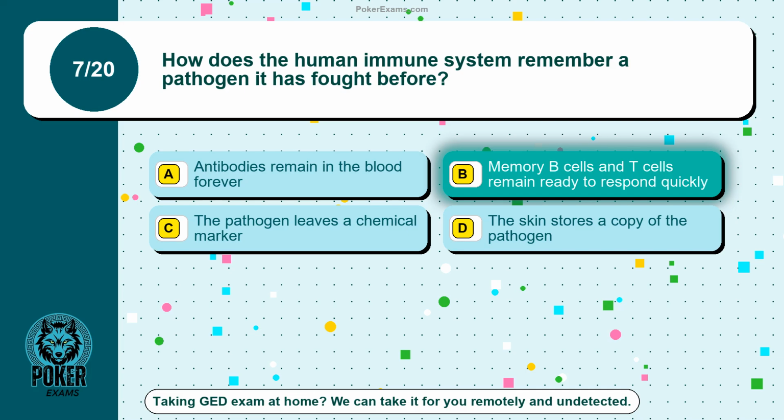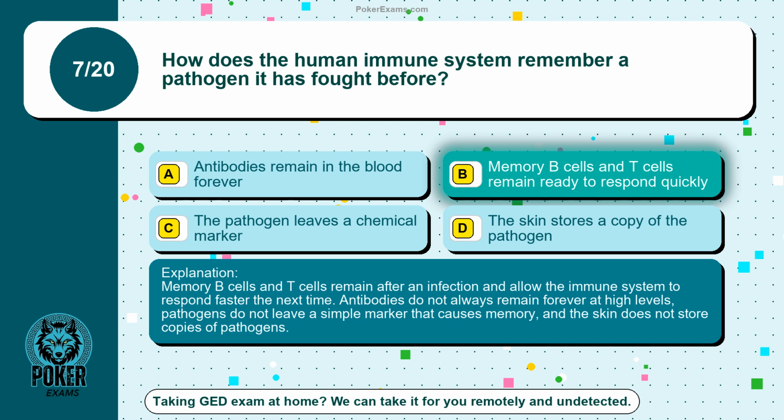The correct answer is option B. Memory B cells and T cells remain ready to respond quickly. Memory B cells and T cells remain after an infection and allow the immune system to respond faster the next time. Antibodies do not always remain forever at high levels, pathogens do not leave a simple marker that causes memory, and the skin does not store copies of pathogens.